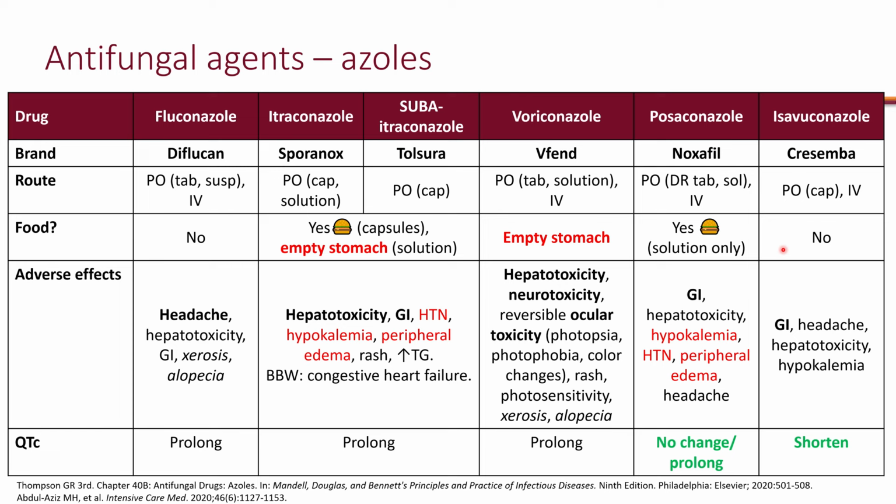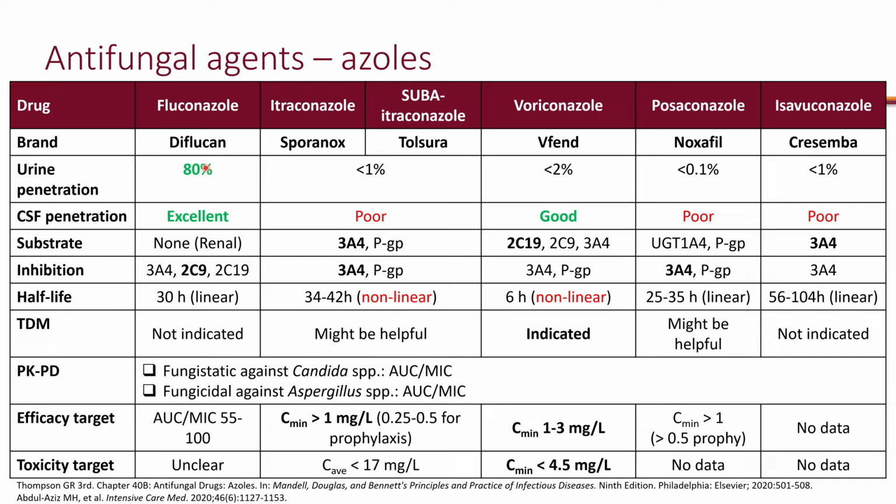Now let's take a look at pharmacokinetics of these agents. So fluconazole is the only azole that's well concentrated in the urine. So anytime there is a urinary fungal infection, fluconazole is the way to go. The rest of them don't get enough concentration. The same can be said about CSF, except voriconazole also gets good concentration in CSF. So in case somebody has meningitis due to fungal species such as Cryptococcus or Cocci, these are the agents that get good concentration in CSF.